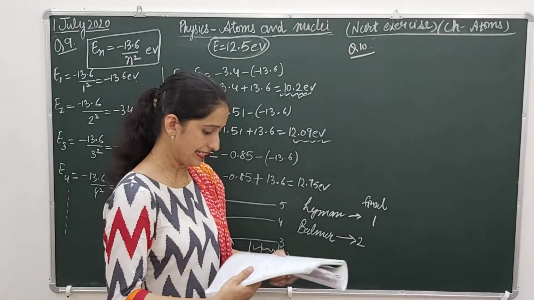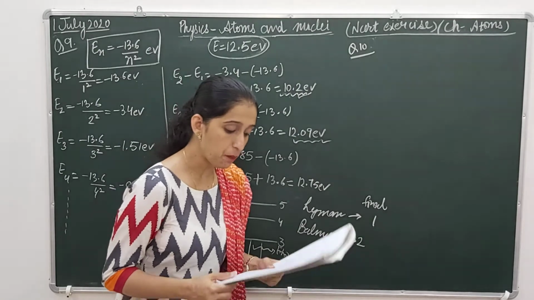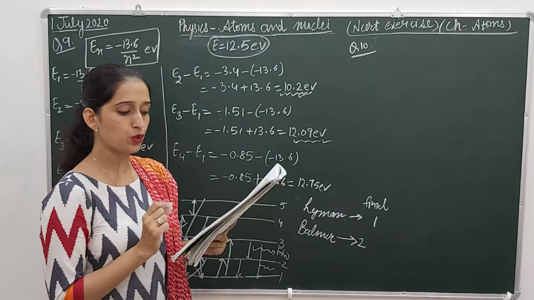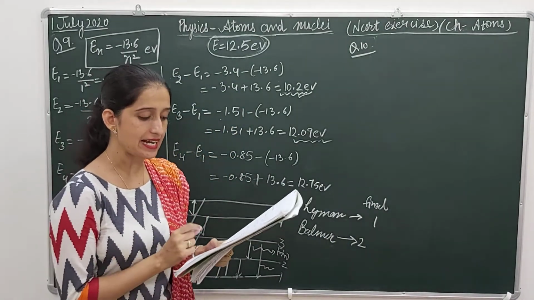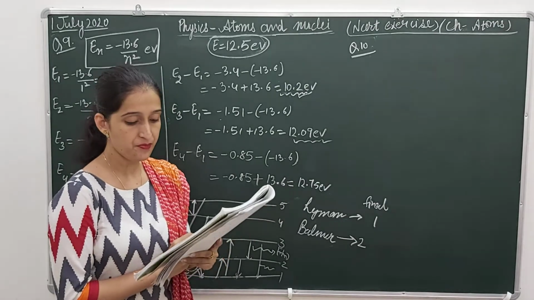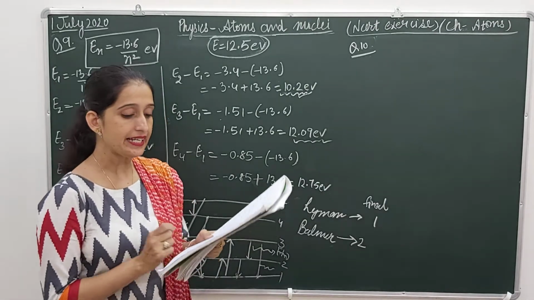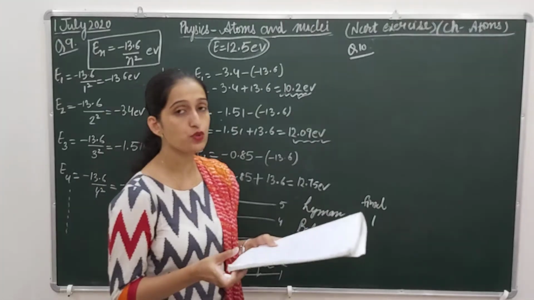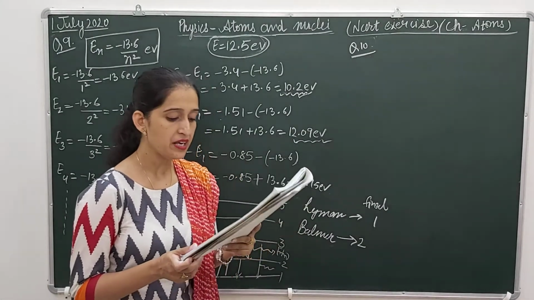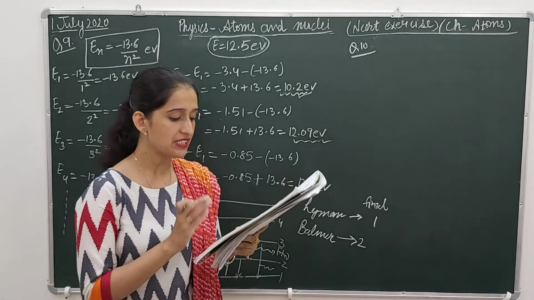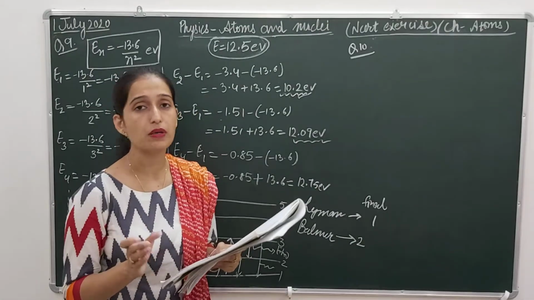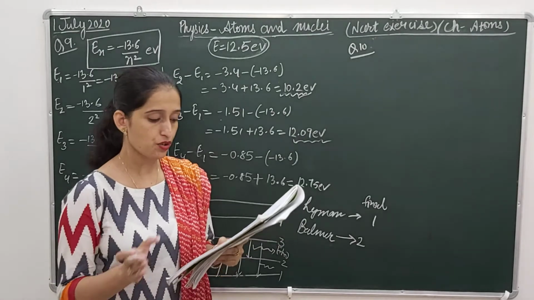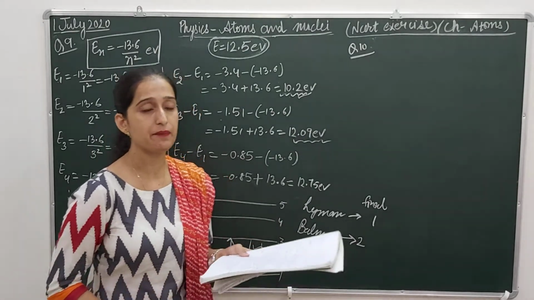Now question number 10 is: in accordance with Bohr's model, find the quantum number that characterizes the Earth's revolution around the Sun in an orbit of radius 1.5 into 10 to the power 11 meter with orbital speed 3 into 10 to the power 4 meter per second. So we need to find out the quantum number.